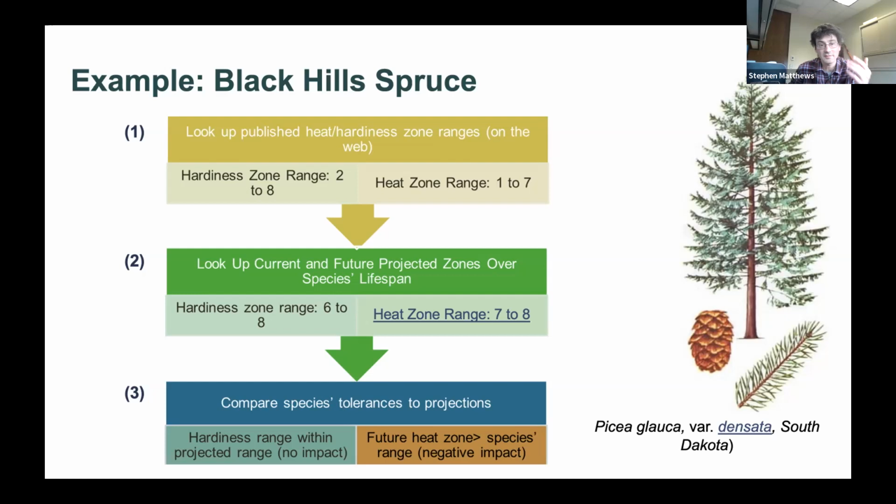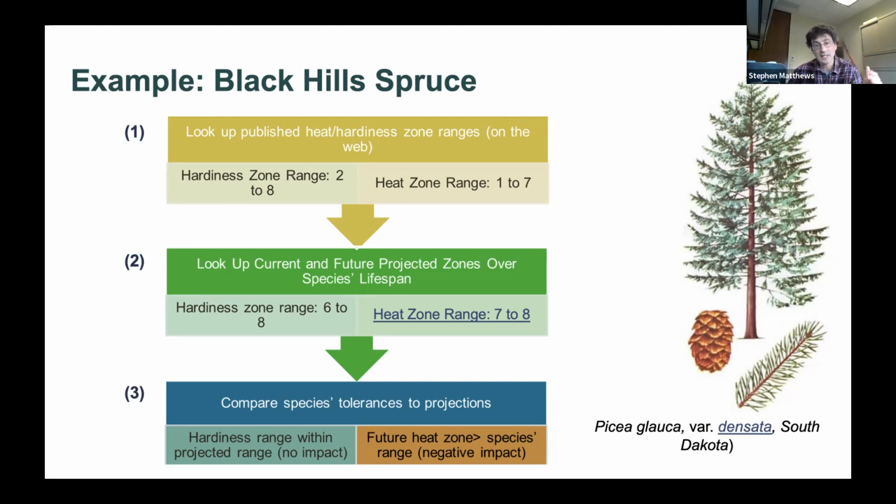Under the 8.5 emission scenario, hardiness zone certainly contracts from 6 to 8 within that region. But then we see heat zones really contracting into a very narrow band of 7 to 8. So the number of days over 86 degrees Fahrenheit is pushed up to the very upper end of 120 days, which is a heat zone of 8. This allows you to begin to think about the tolerances for the species under these projections.